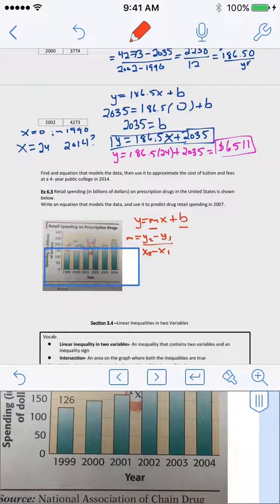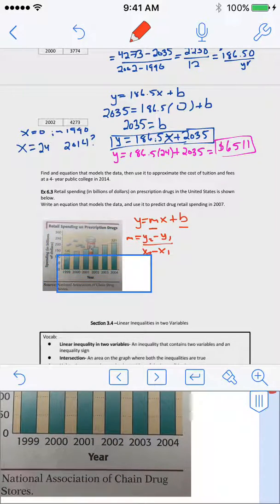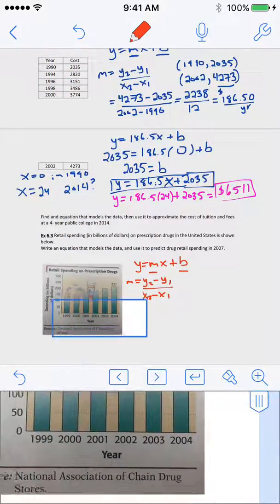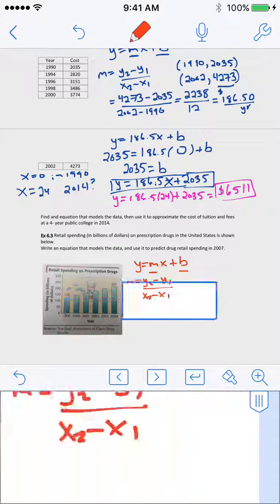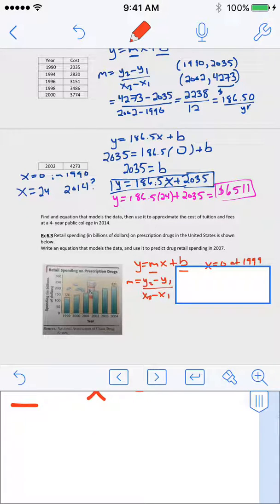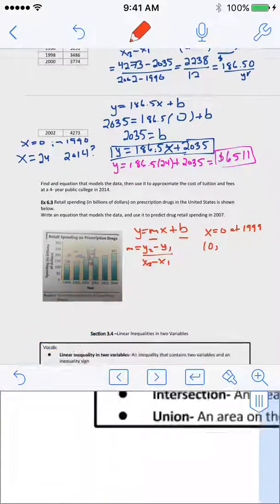So we need years by spending, right? So we need 2 coordinate pairs, just like last time we had years by cost, same thing. So our x is going to be from 1999. So we'll say that x is defined 0 at 1999. So we have the point 0, comma 126.